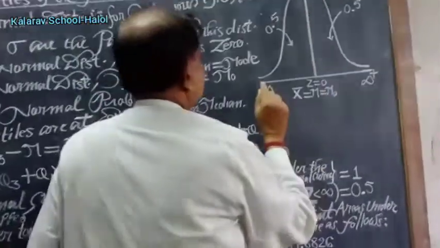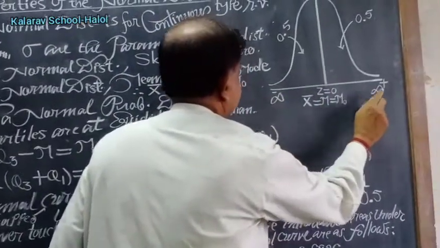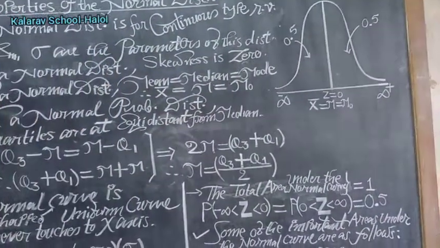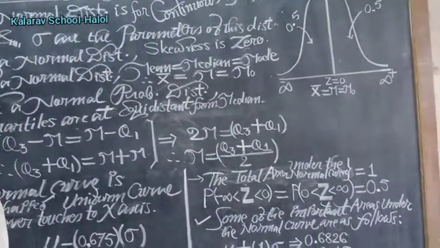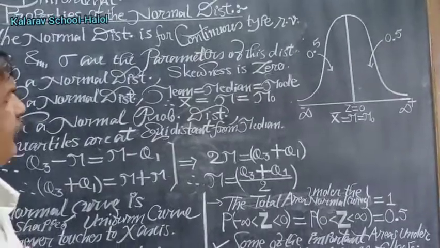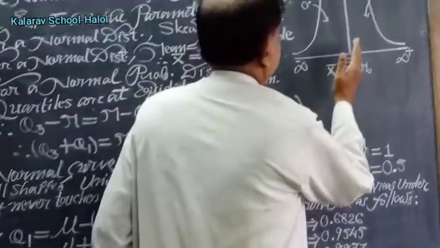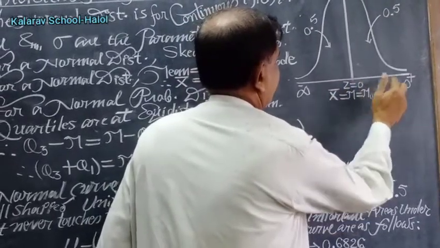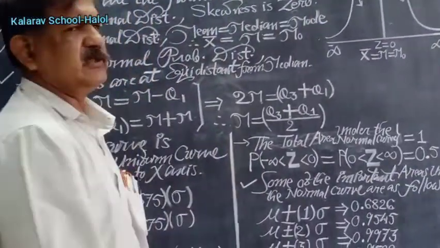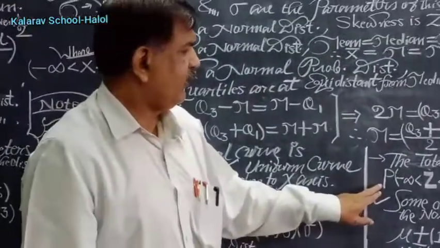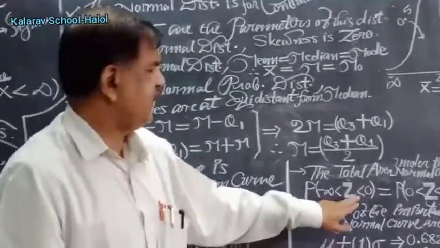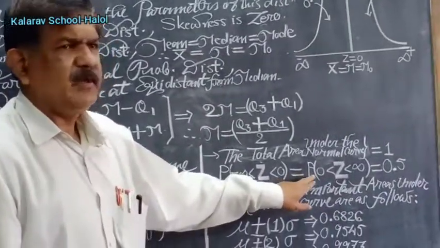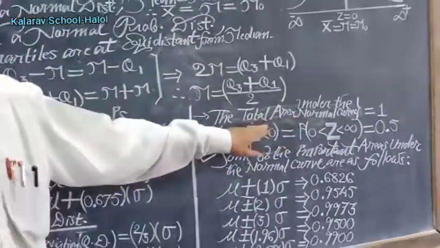Total area means from minus infinity to plus infinity, the total area becomes 1, which means total probability is 1. And the area on either side of the center line, from minus infinity to 0 and from 0 to plus infinity, is 0.5. Means probability of minus infinity less than z less than 0 equal to 0.5, and 0 less than z less than infinity equal to 0.5.